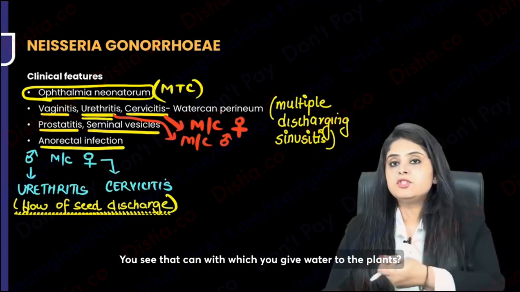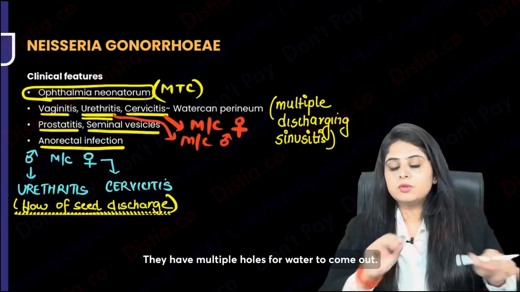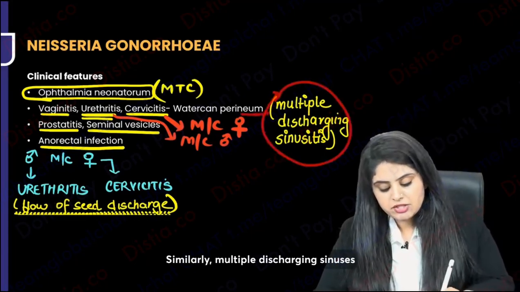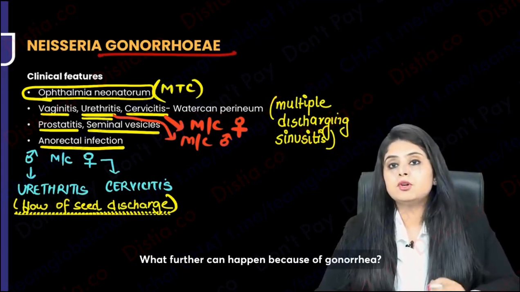You've seen that can with which you give water to the plants? They have multiple holes for water to come out. Similarly, multiple discharging sinuses is known as watering can perineum. What further can happen because of gonorrhea?